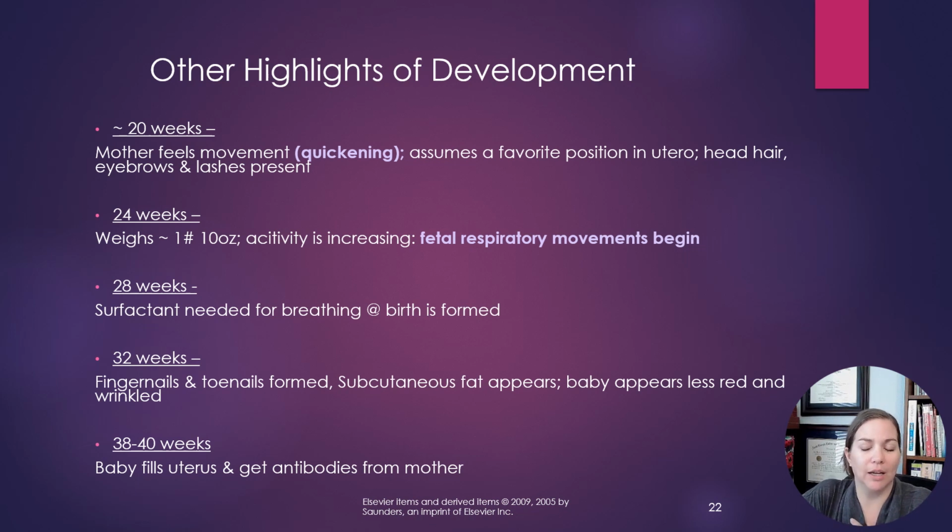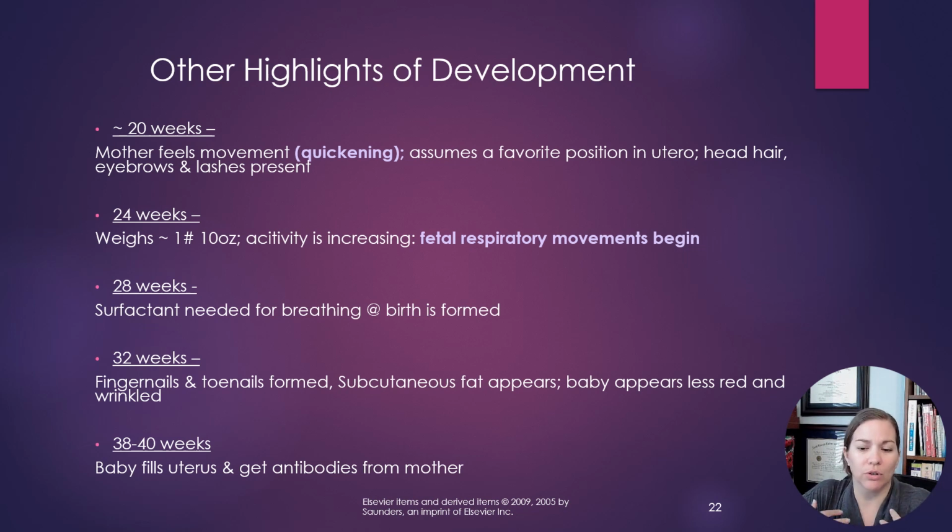But quickening, just think of the baby is quick. It's like running or something. So it's that fetal movement that the mother can feel for the first time. That's called quickening. By 20 weeks, the baby is getting in its favorite position. It has hair on its head, eyebrows, and eyelashes by this point. By 24 weeks, the baby weighs 1 pound, 10 ounces approximately. They're moving a lot more.